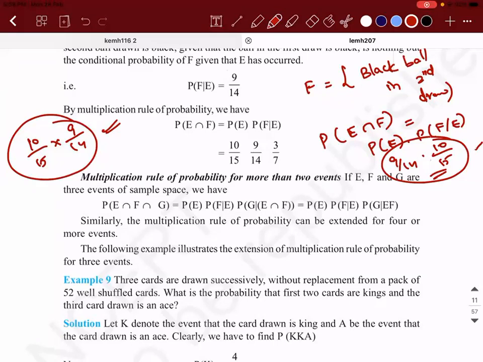So similarly, you have the multiplication rule of probability for more than 2 events also. Okay, that is given here.